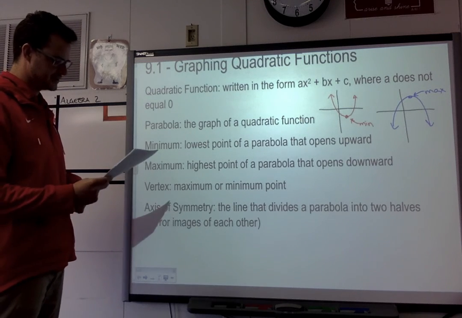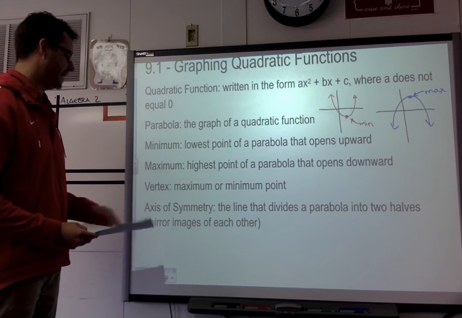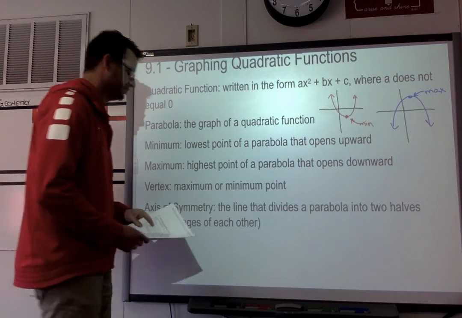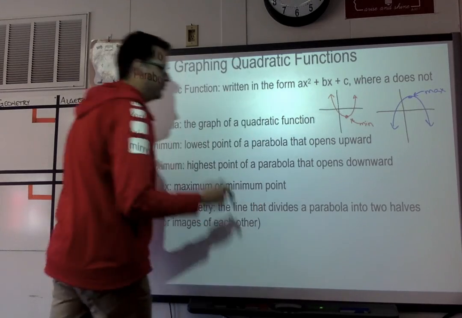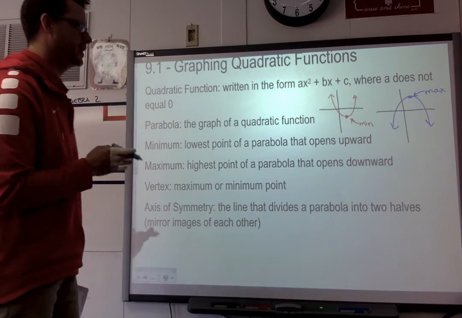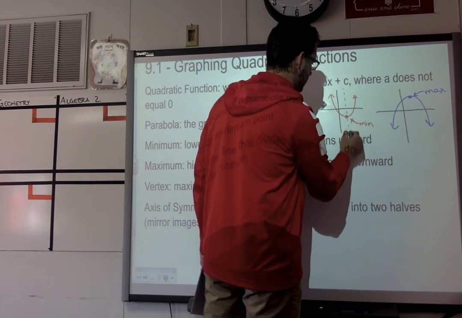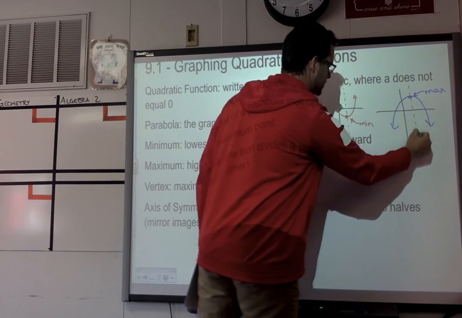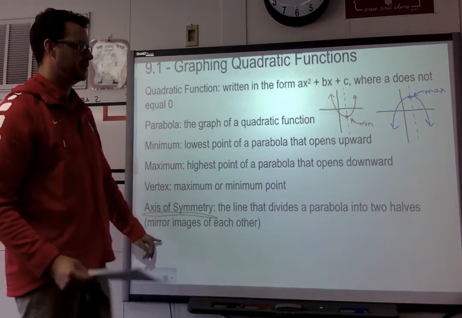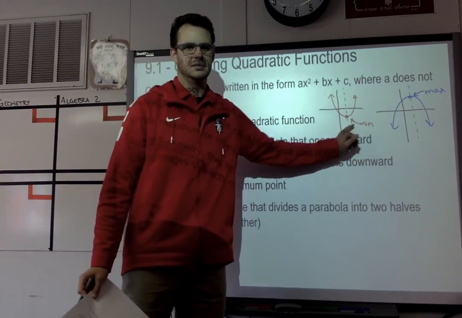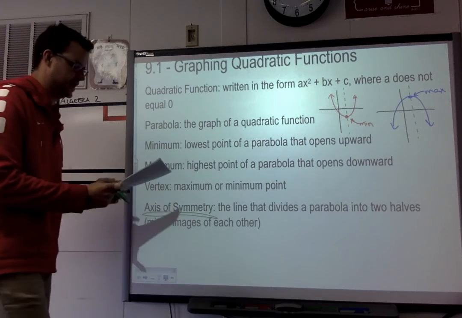Then the axis of symmetry is the line that divides a parabola into two halves. They are mirror images of each other. The axis of symmetry will always be a vertical line that goes right through that vertex, or the maximum or minimum point. So the axis of symmetry is that green dotted line that I drew in there. Now again, they're mirror images of each other. My pictures here don't really show that. These aren't mirror images, but that's just a quick sketch.